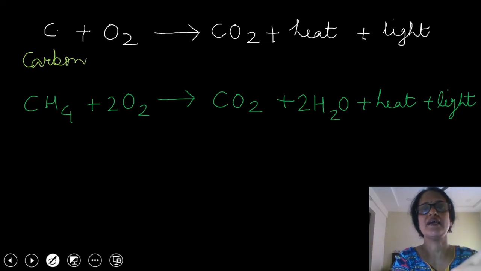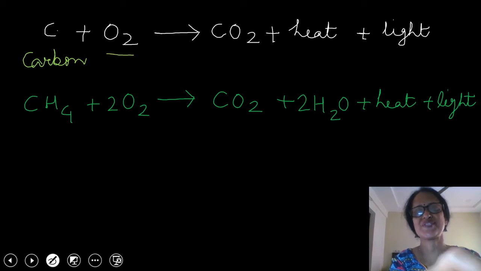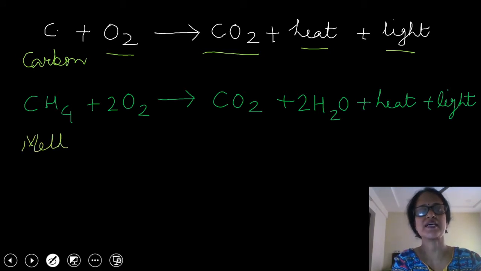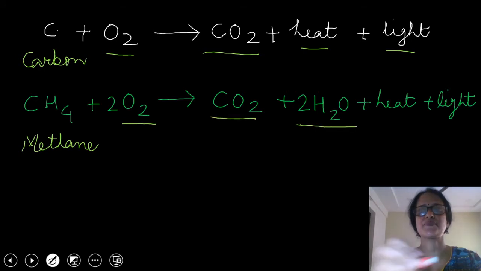Carbon is C. It undergoes combustion in the presence of air or oxygen and produces carbon dioxide along with heat and light. So this is a very simple reaction. Next reaction is the combustion of methane. Methane is CH4. So methane undergoes combustion when it is heated in the presence of air or oxygen. And products are carbon dioxide and water, along with the liberation of heat and light.